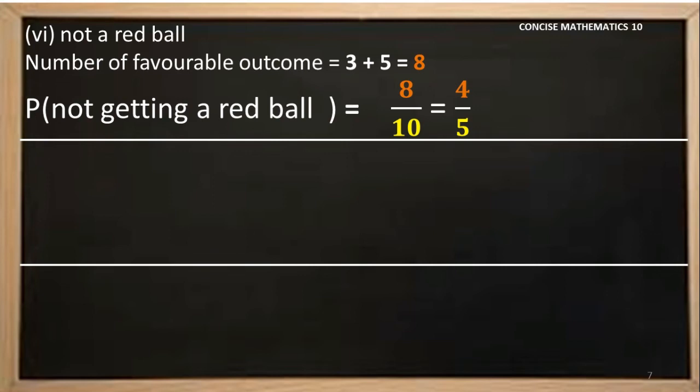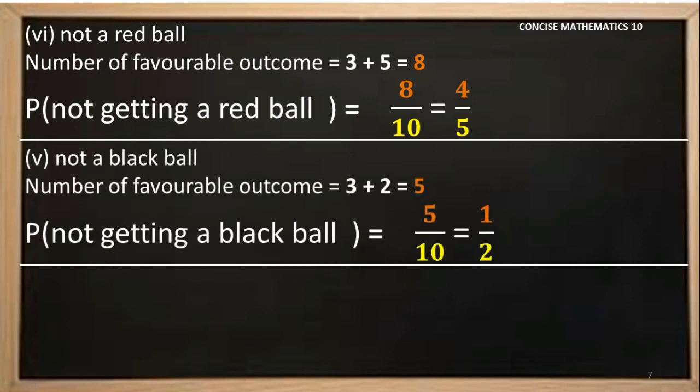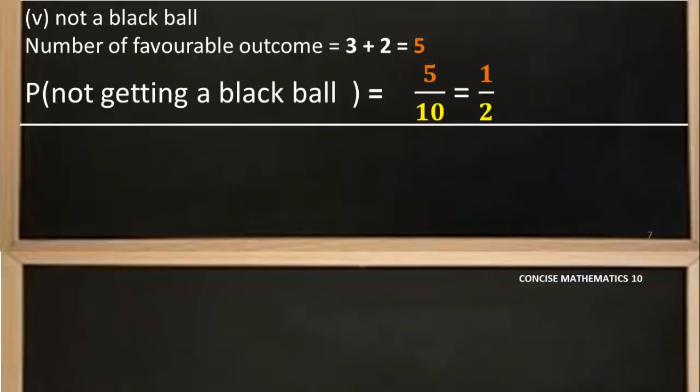That means, how many times you can get white and black and not the red ball. Next question: not a black ball. So take out the black ball from the group. What will be remaining? 3 plus 2, that is 5. 5 by 10 is the probability. Simplified form is 1 by 2.